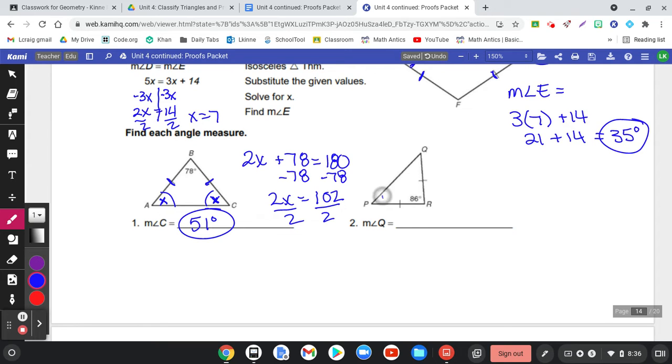All right, same thing here. Those are our two base angles. I can tell because they're across from those two congruent sides. It doesn't matter that they're not on the bottom, okay? It all depends on where the sides are. So 2x plus 86 equals 180. Subtract the 86 from both sides, so 2x equals 94. And then divide by 2. And each angle is going to be 47 degrees.